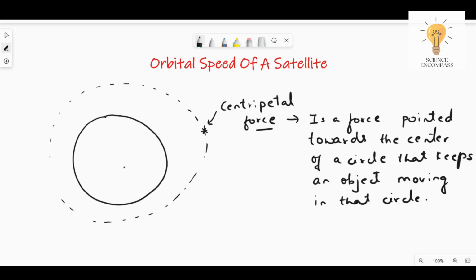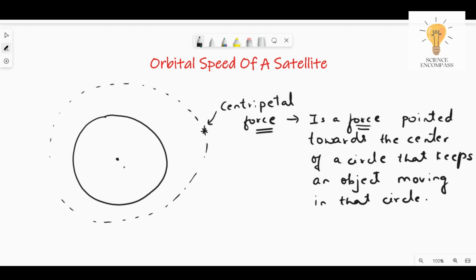So it's a force which is pointed towards the center of the circle. Now in this case, it's the force which is pointed towards the center of the Earth that keeps this satellite moving around. Okay, so that's the force. It is very much similar to the gravitational force, right? So in this case, we are going to call upon the gravitational force as well for us to understand the orbital speed of a satellite.